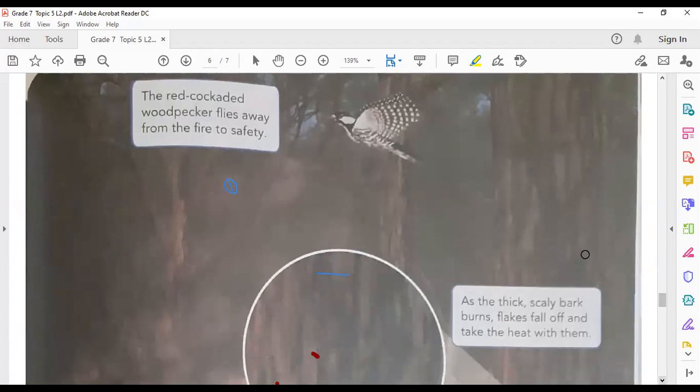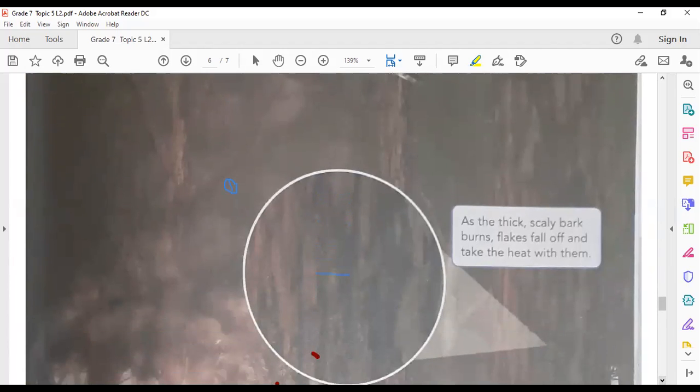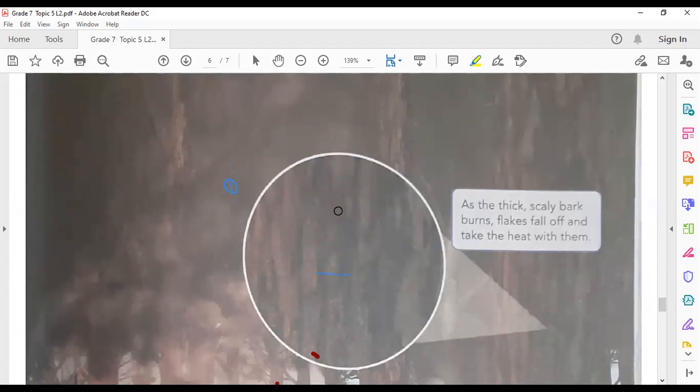Look, this is the bird, the red-cockaded woodpecker, which flies away from the fire to safety. And here, this is the bark of the tree. As the thick, scaly bark burns, flakes fall off and take the heat with them. So in this way, this tree will not burn. When a fire occurs, the thick, scaly bark burns, flakes fall off, and in this way it protects the tree.